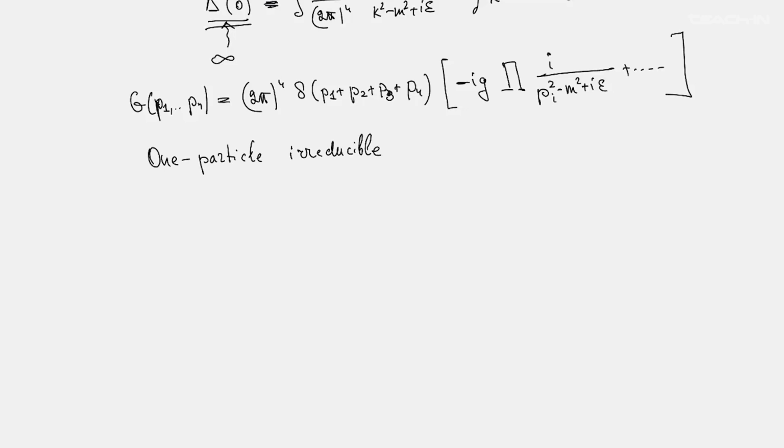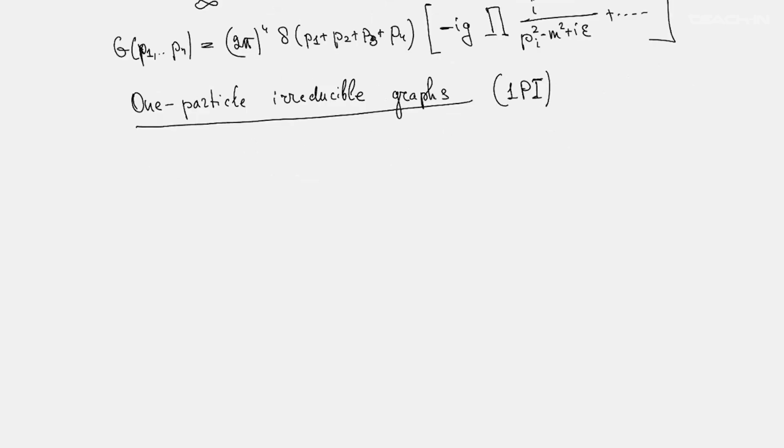One-particle irreducible graphs. They have a special name. They are called 1PI, one-particle irreducible graphs. Now, to define such one-particle irreducible graphs, I need first to construct the truncated Green's functions. And I already told you how to do this.